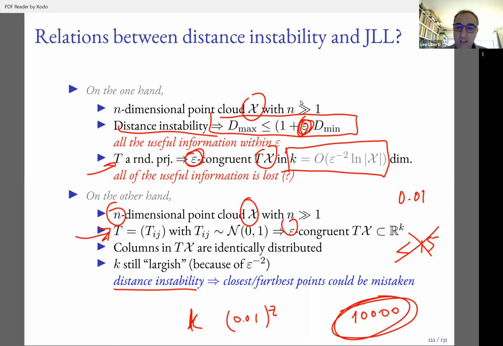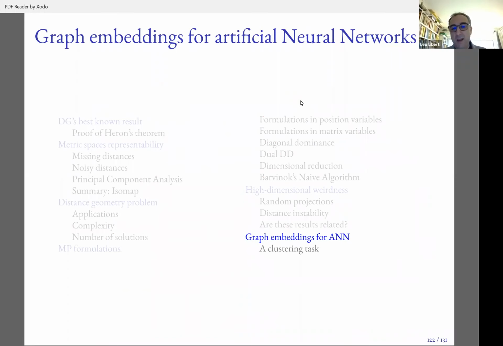And that leads me to 5 o'clock, which means that I won't be able to produce any interesting slides for the graph embeddings with an artificial neural network, but so be it. I'll pass you the slides. Thank you very much for your attention.